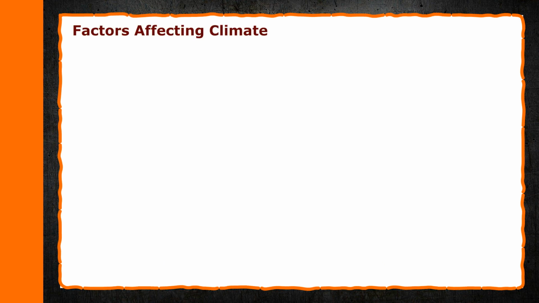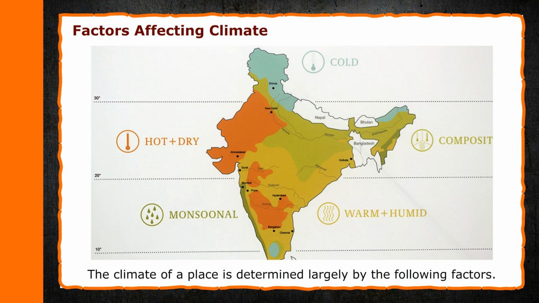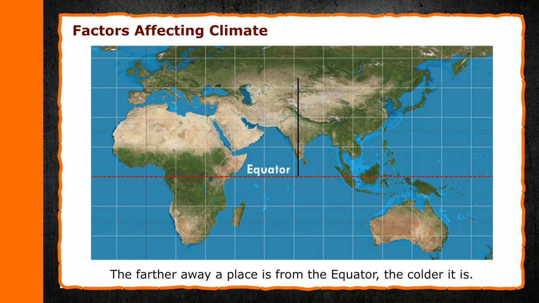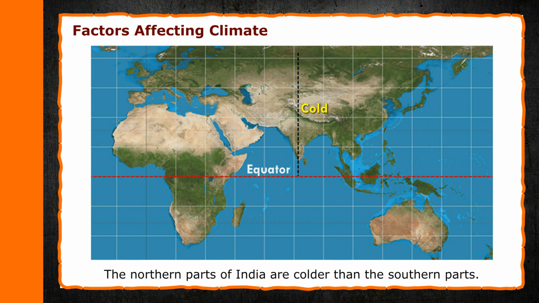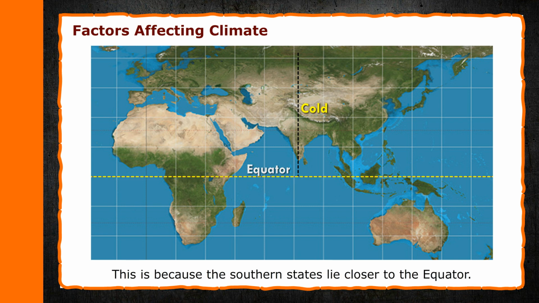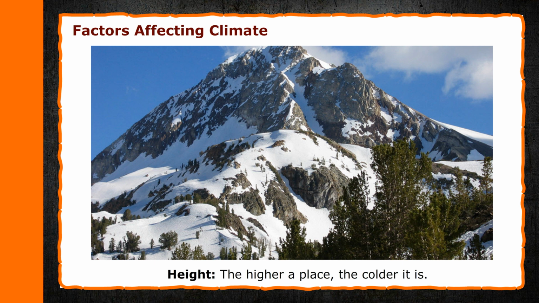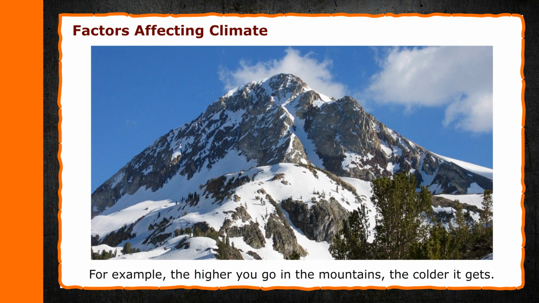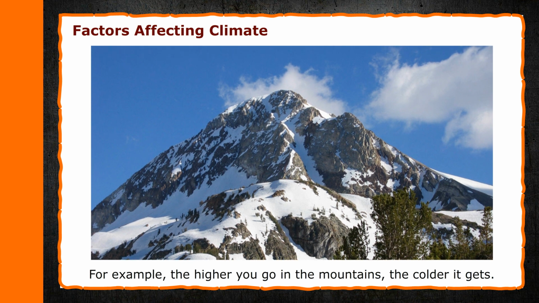Factors affecting climate. The climate of a place is determined largely by the following factors. Location with reference to the equator. The farther away a place is from the equator, the colder it is. The northern parts of India are colder than the southern parts. This is because the southern states lie closer to the equator. Height. The higher a place, the colder it is. For example, the higher you go in the mountains, the colder it gets.